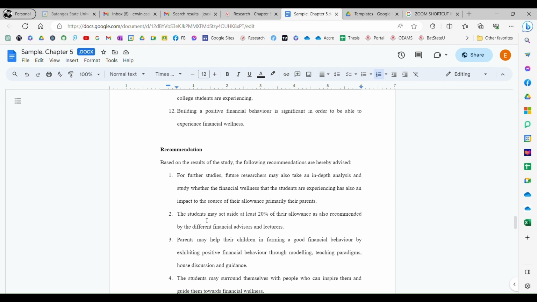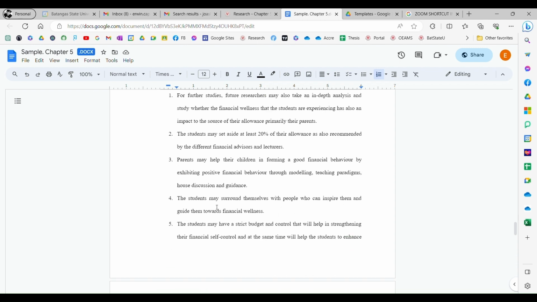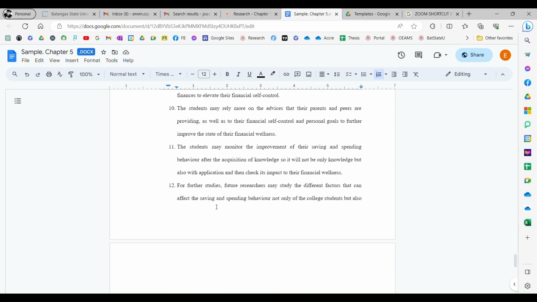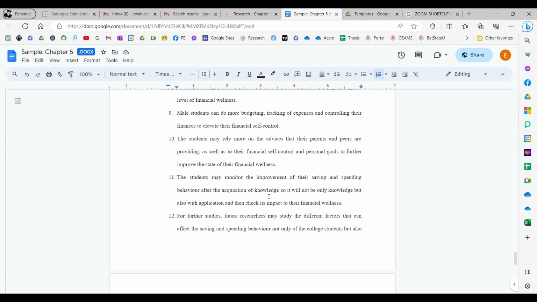The first part is the recommendation based on the result of the study, and the last part is based on the recommendations for future studies, for the future researchers. As we can see, there are 10 items that are recommended based on the findings of the study, and there are only 2 items recommended for future research.